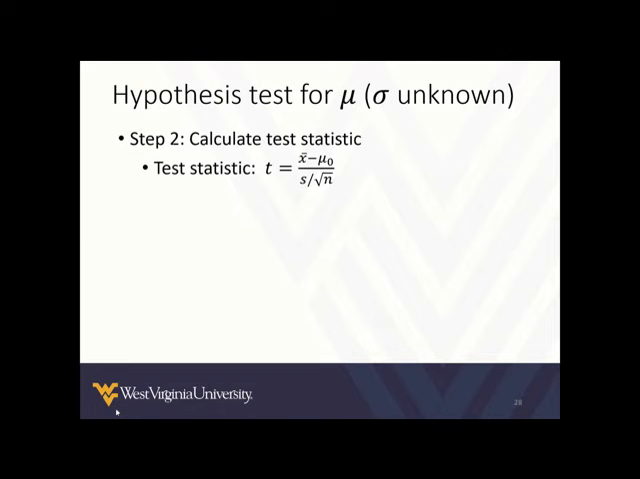Our test statistic, you'll see, is very similar to our hypothesis test when mu is known and sigma is unknown, and that is our test statistic is t equals our sample mean minus our hypothesized value divided by our sample standard deviation divided by the square root of n. So really the only two things that are different is that we are comparing this to a t distribution instead of the normal distribution, and instead of using sigma, we use s.